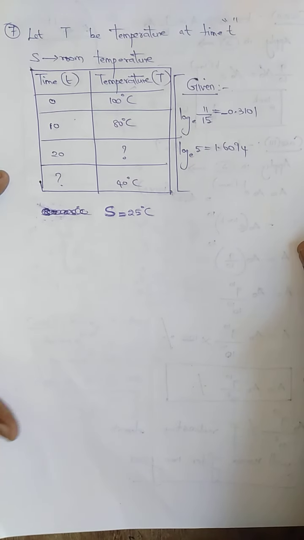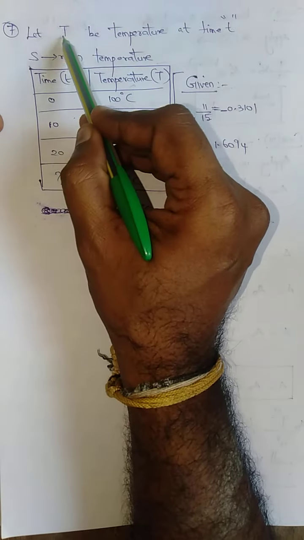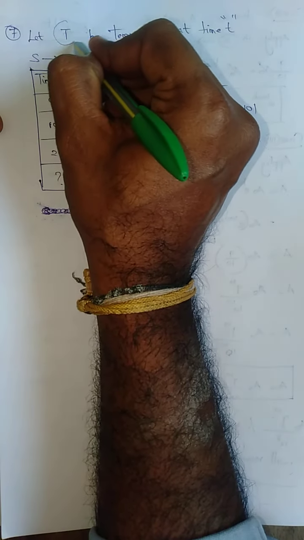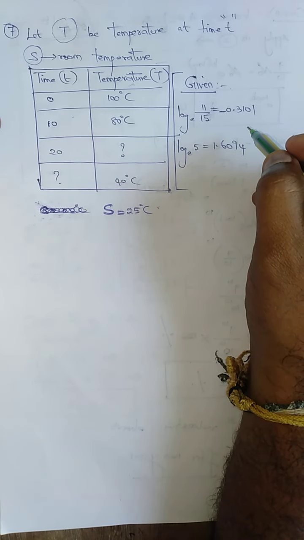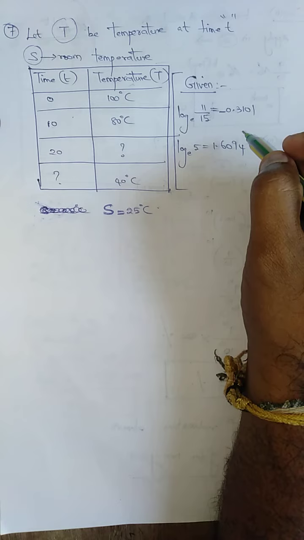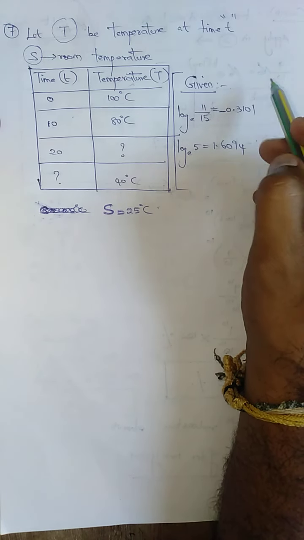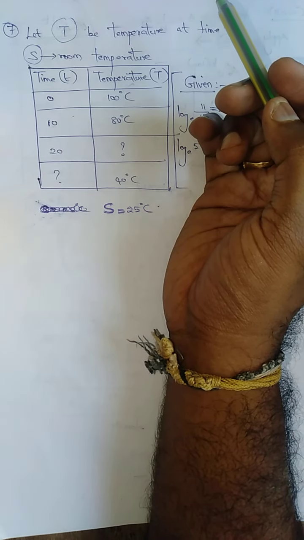Seventh sum. Now we are going to move towards temperature and time. Capital T stands for temperature, small t stands for time, and S stands for room temperature or surrounding temperature. So let capital T be the temperature, t be the time, and S be the room temperature. So we will study the question now.